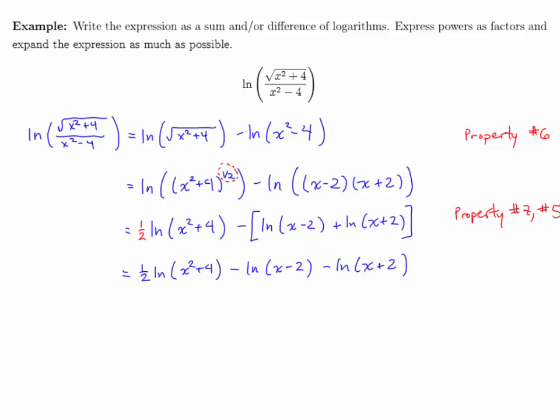And at this point, everything is expanded as much as it can be. We can't do anything with this natural log of x squared plus 4. We can't do anything with the natural log of x minus 2, or anything further with the natural log of x plus 2.